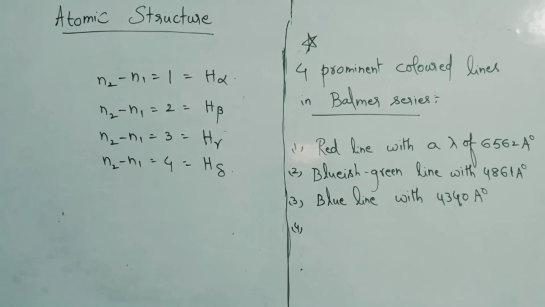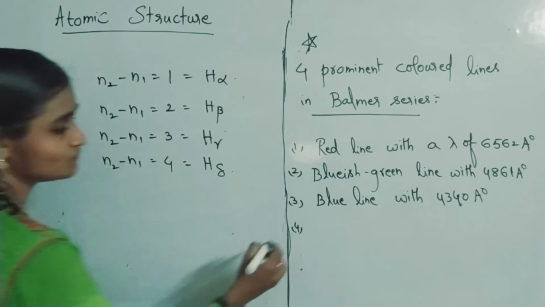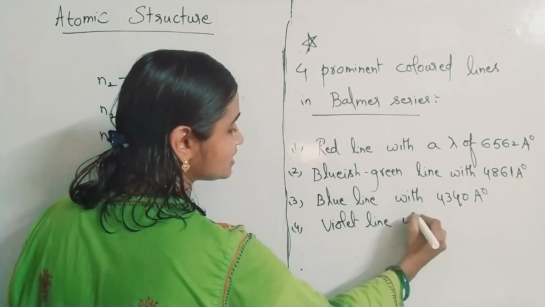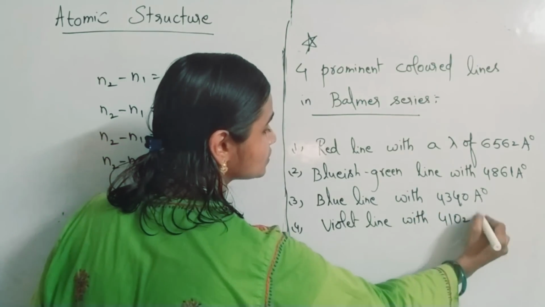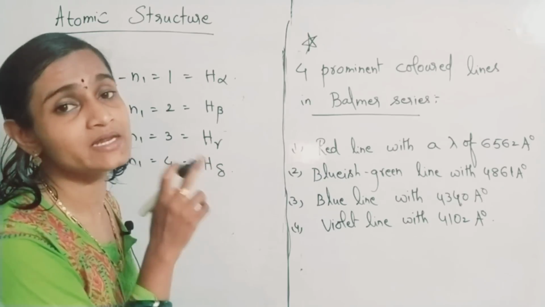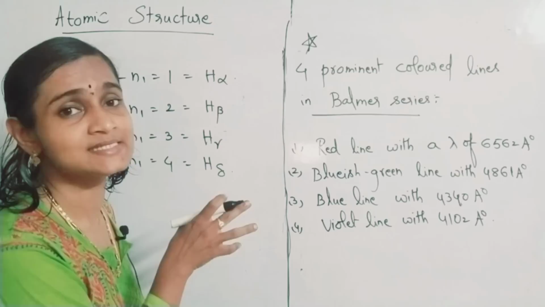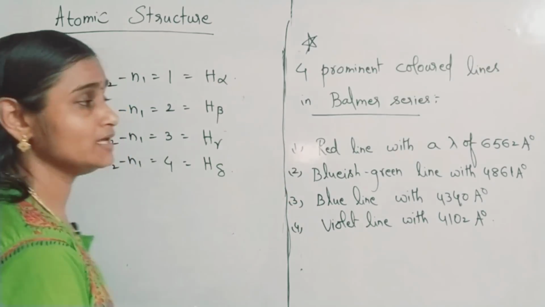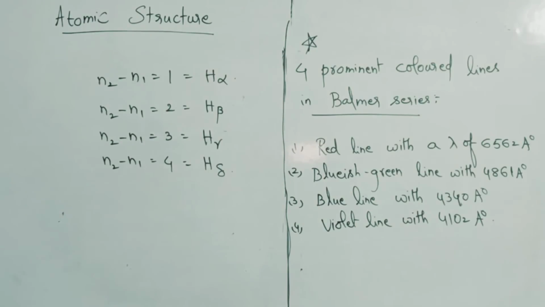These are the prominent colored lines which are observed in the Balmer series. Please remember these points. And the last visible line, violet light, is observed with a wavelength of 4102 angstroms. These are the 4 prominent colored lines in the visible region, I mean in the Balmer series. You may get one question based on this also from the hydrogen spectrum. Please note this down.